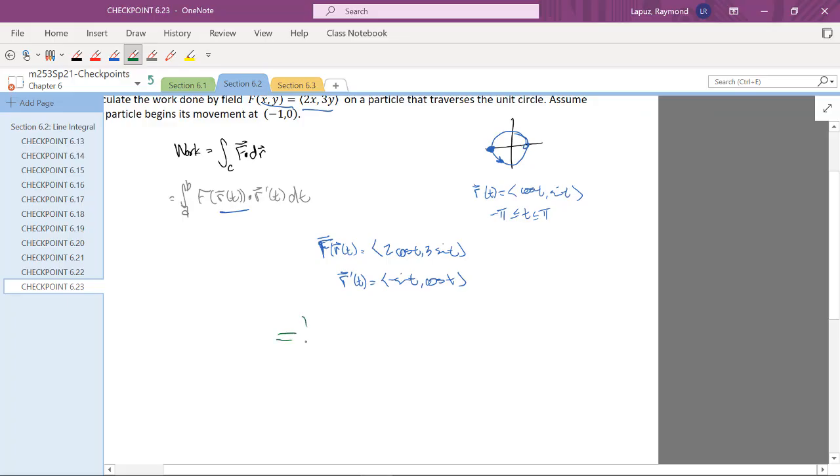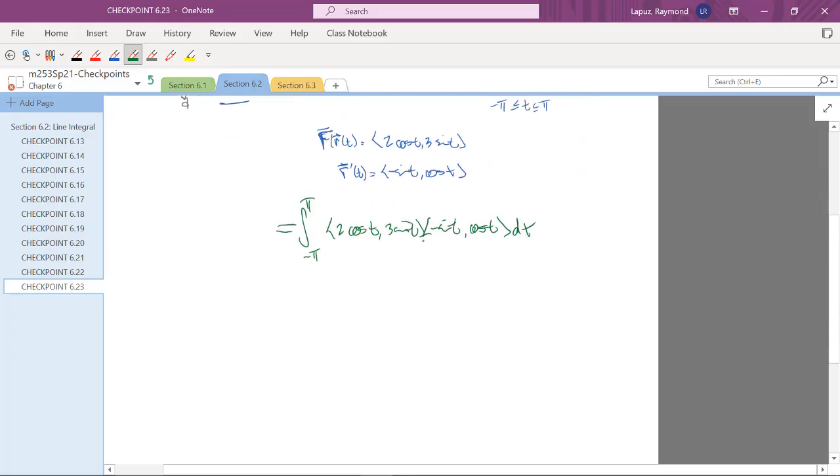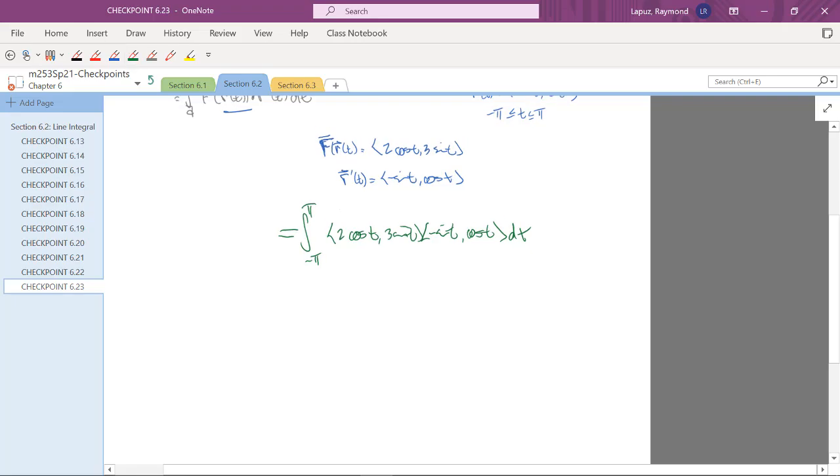Our work is going to be equal to the integral from -pi to pi of <2 cosine t, 3 sine t> dotted with <negative sine t, cosine t> dt. And here we have -2 sine t cosine t plus 3 sine t cosine t. So this is just going to be 1 sine t times cosine t dt.